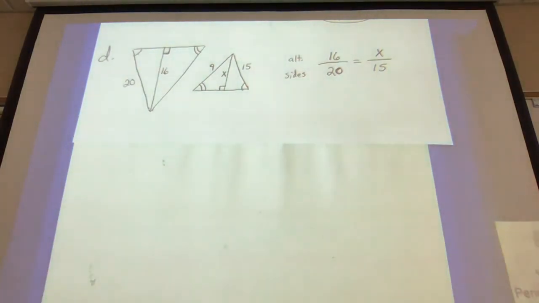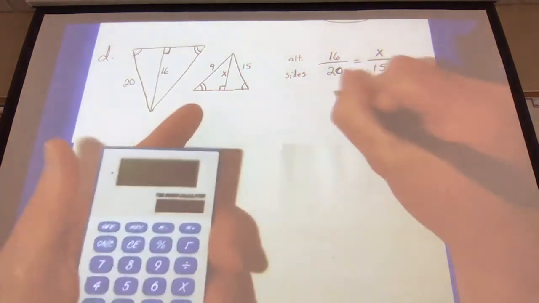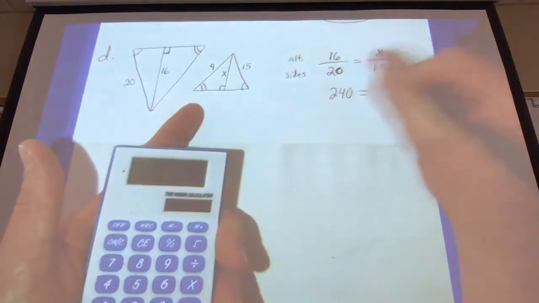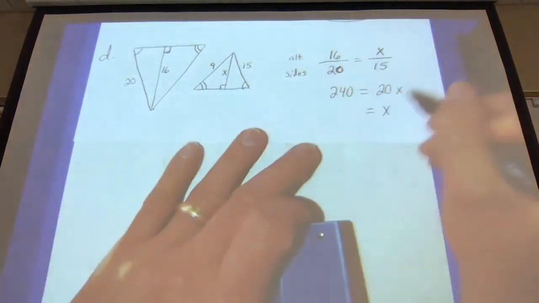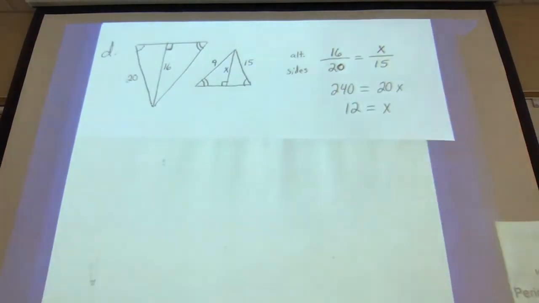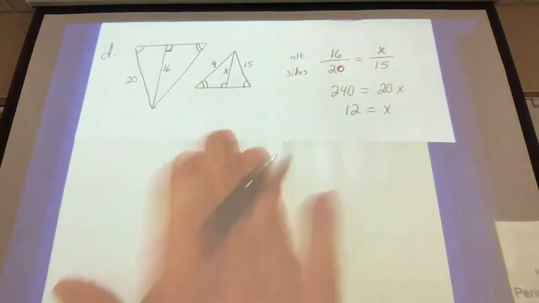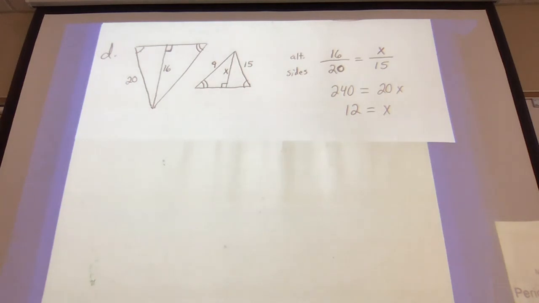And then again, once you're there, you just cross multiply. 16 times 15 is 240. 20 times x is 20x. You divide by 20, that's going to be 12. You may need to see more then.